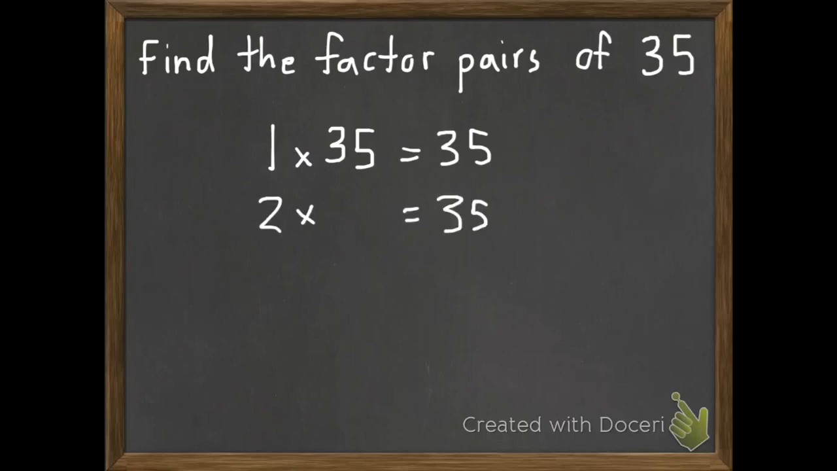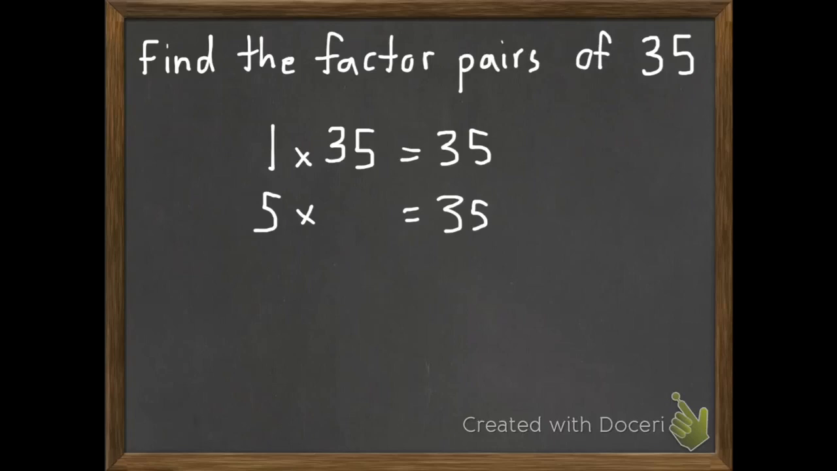2, once again, if our number is odd, if it ends with a 1, 3, 5, 7, or 9, we know 2 is not going to work. And this ends with a 5. So no 2. 3 doesn't work. 4 doesn't work.